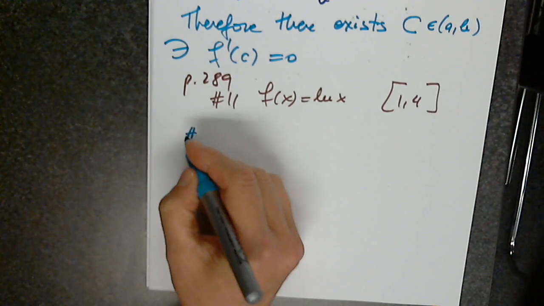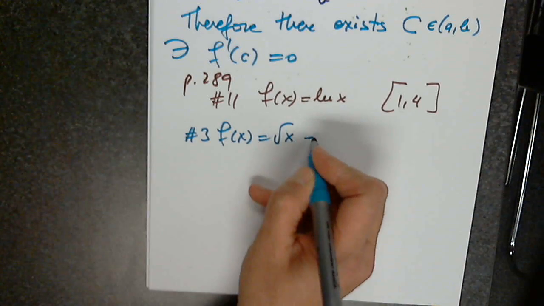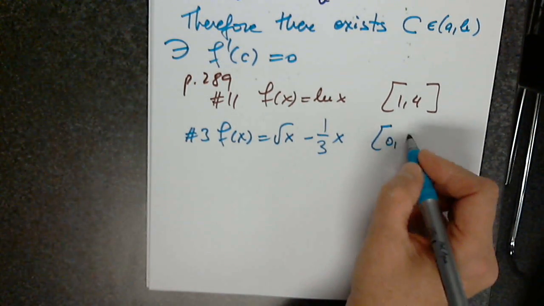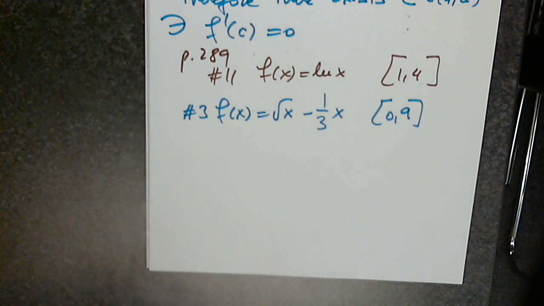Let's look at 3. So f of x equals the square root of x minus 1/3 x on the interval [0, 9]. Verify that the function satisfies the 3 hypotheses of Rolle's theorem on the given interval. Then find all numbers c that satisfy the conclusion of Rolle's theorem. Where do I start? What do I have to write?